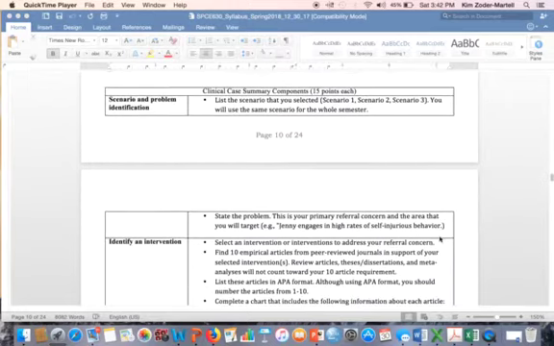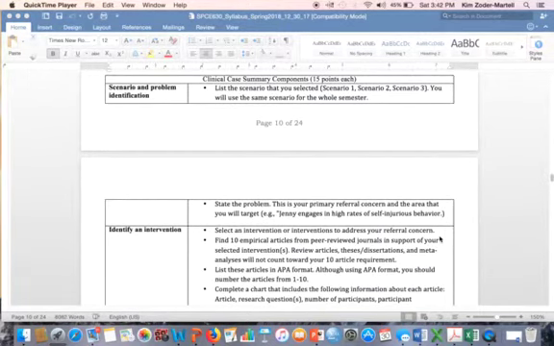So the first part of the clinical case summary is to identify the scenario and the problem. So you should list the scenario that you selected. It's okay just to say scenario 1, scenario 2, or scenario 3 as long as you match up the number correctly. And then you're going to state the problem. So this is your primary referral concern and the area that you will target. And this can be something as simple as one sentence, like Jenny engages in high rates of self-injurious behavior. Keep in mind that Jenny is not in this scenario, and so this is not an appropriate problem identification for any of the scenarios given.